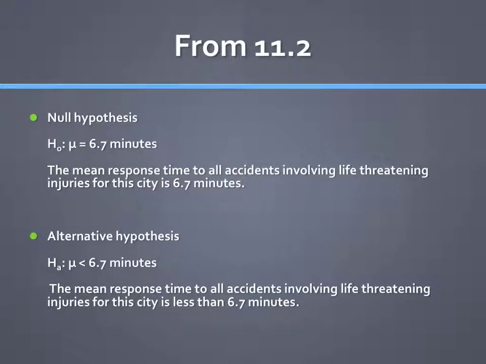If you haven't had a chance to read example 11.2 on page 688 of our textbooks, please pause the video and do so before moving on.